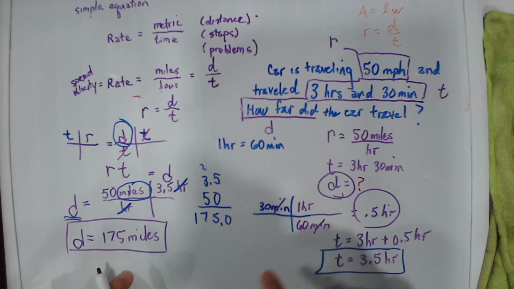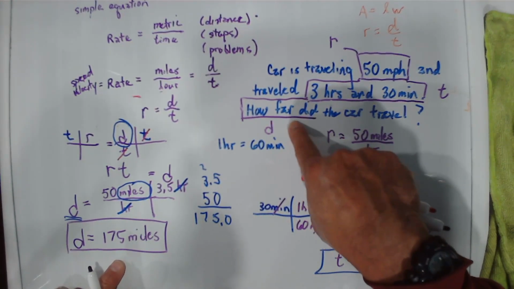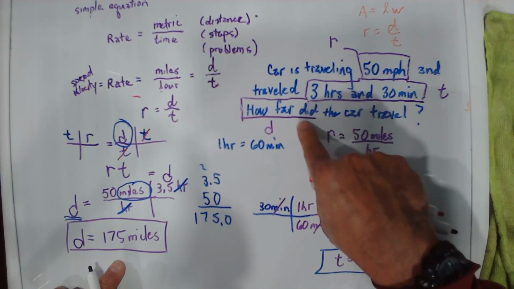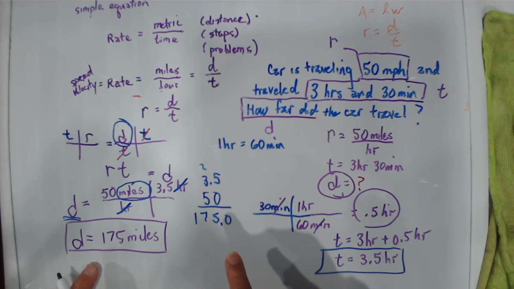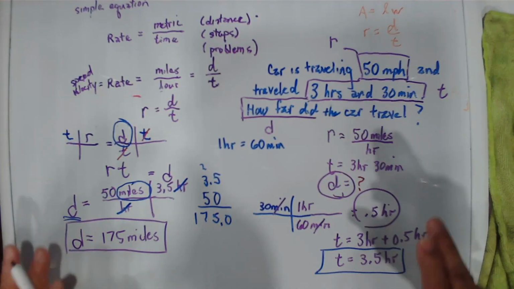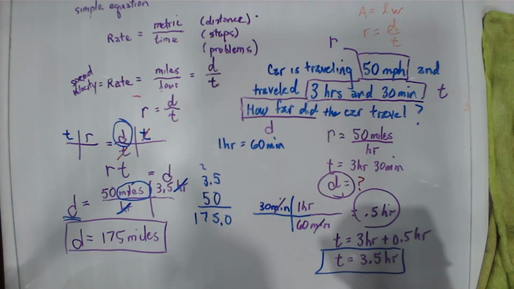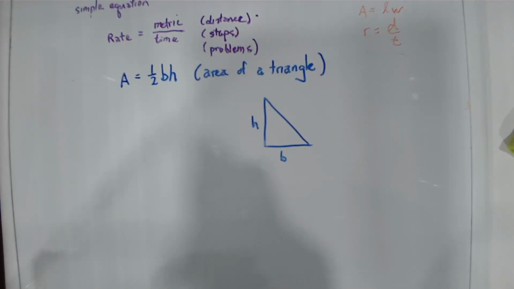And that's exactly what we're looking for, because we need to know how far we were going. That's a distance. Our answer is in miles, and that's a distance. So we set up our problem the way we needed to. So that's how you do a multiple equation for that. So this is a little bit different.